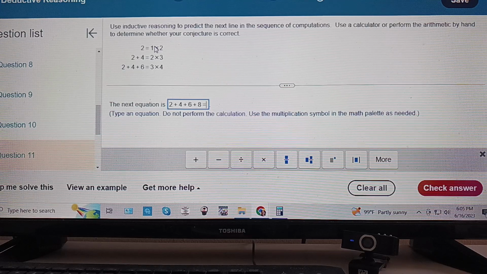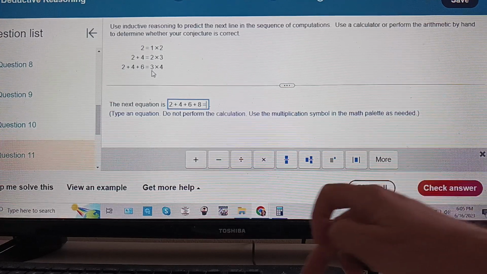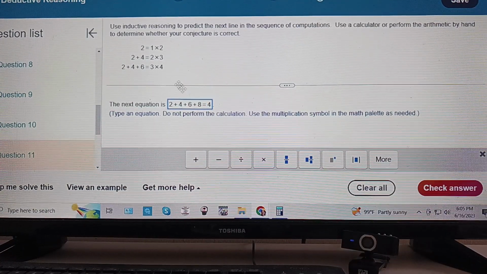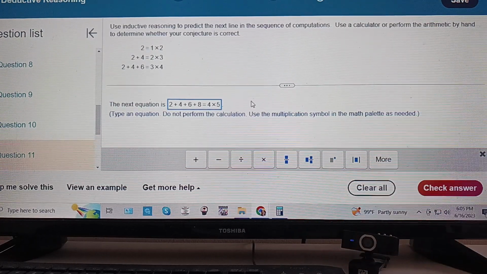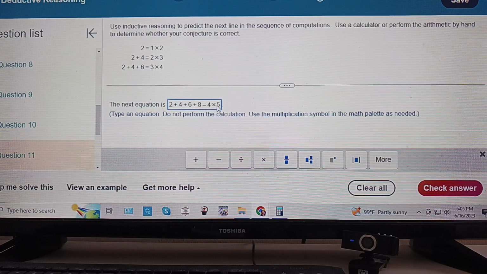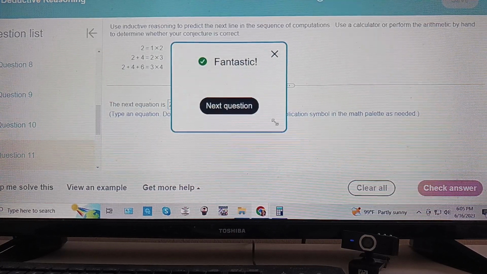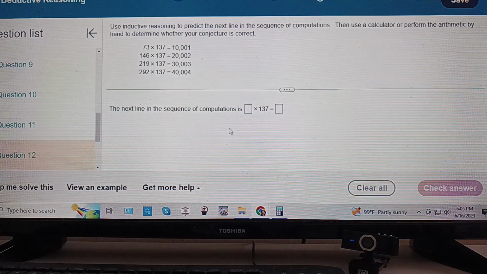Now, see, the right side's got a pattern. It's 1, 2, 3 vertically. 1, 2, 3, so mine should be a 4. And then the final column is 2, 3, 4, so mine should be a 5. And 4 times 5 is 20. 2 plus 4 is 6, plus 6 is 12, plus 8 is 20. See, it works. 20 equals 20 in my final one. Although they didn't have me check it, but that's fine.